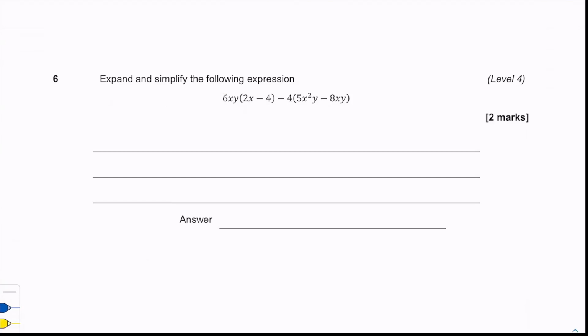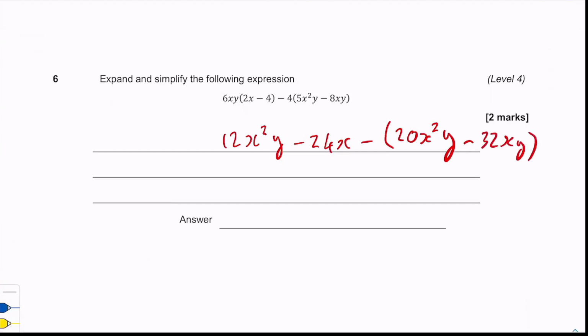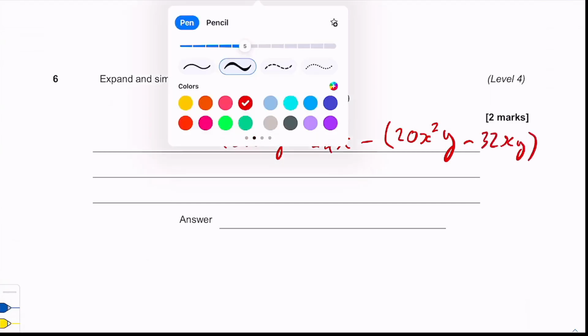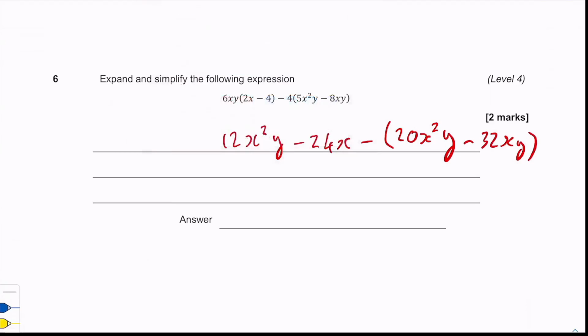So 6xy times by 2x gets us 12x squared y. And then we've got take away 24xy. We've then got take away, and we'll put our bracket in. 4 times 5x squared y is 20x squared y. And then we've got take away 32xy. Okay, next thing is to account for the negative sign over here.